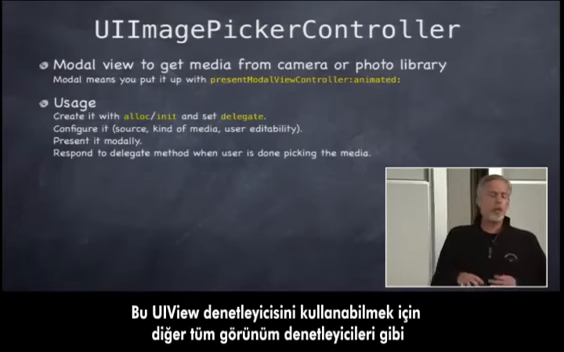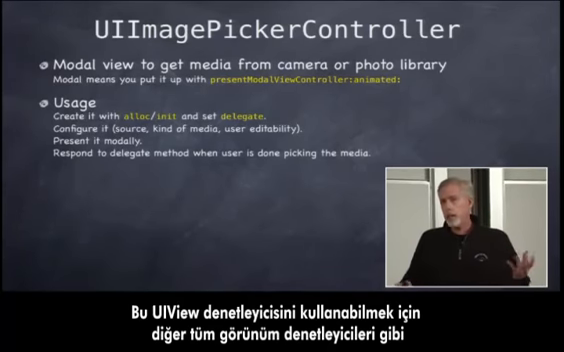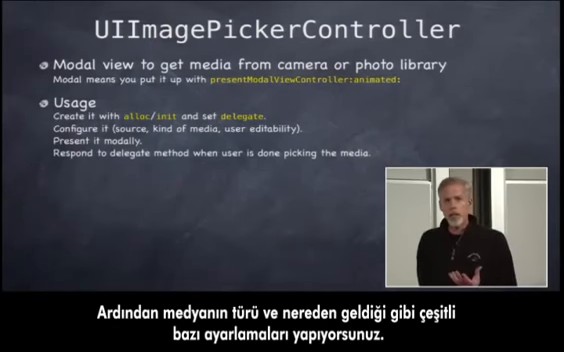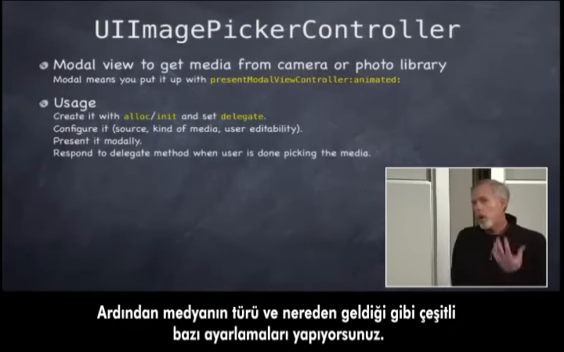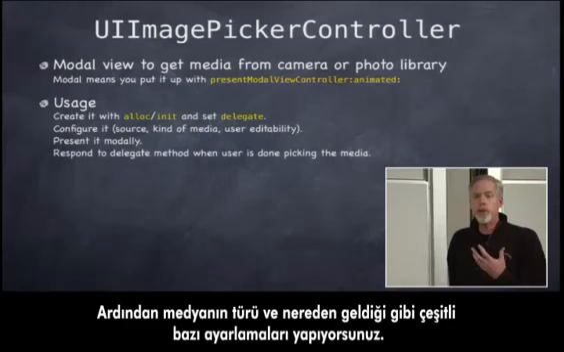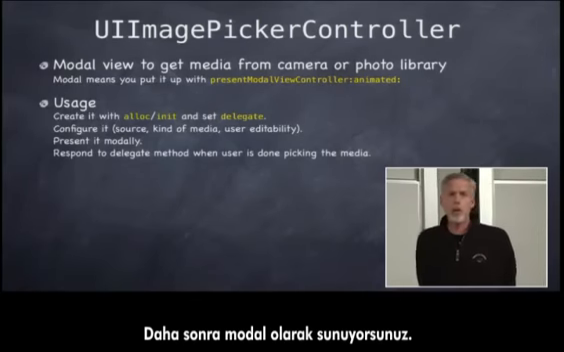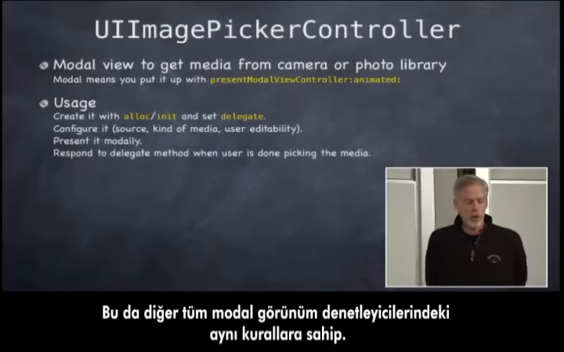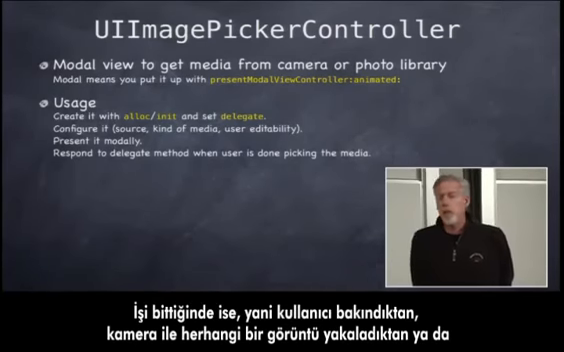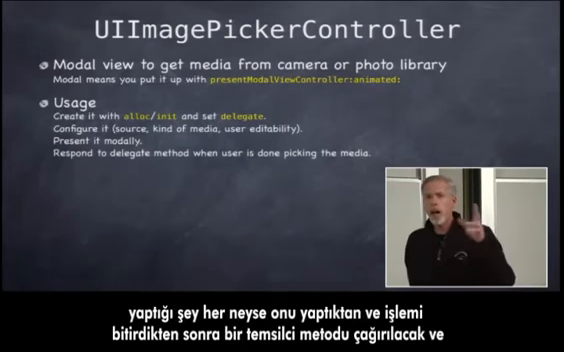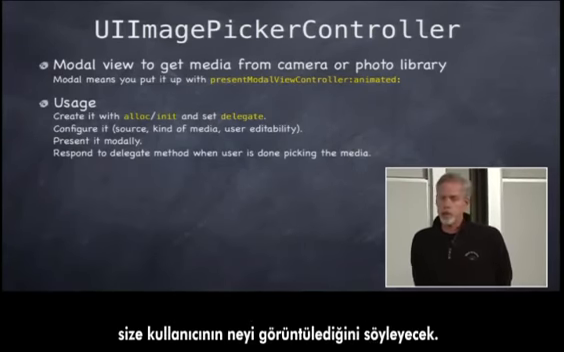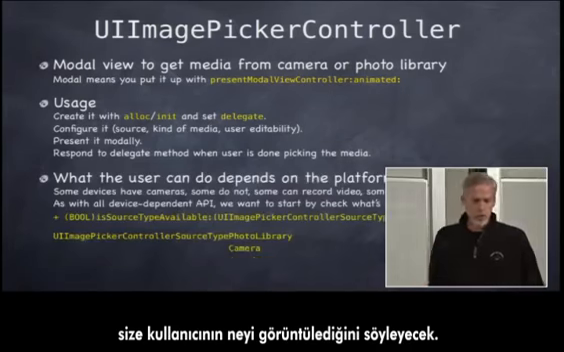So the way you use this UI view controller, you alloc and init it just like any other view controller, and you set its delegate. Then you configure it, and the primary configurations are what kind of media and where is it coming from. Then you present it modally. It has the same rules as any other modal view controller. And then when the user's finished, looking around, taking pictures with the camera, whatever they're going to do, and they say they're done, then a delegate method will get called and tell you what the user chose.